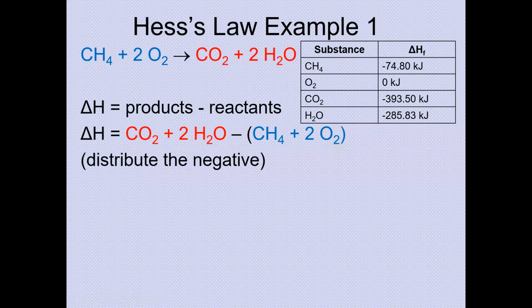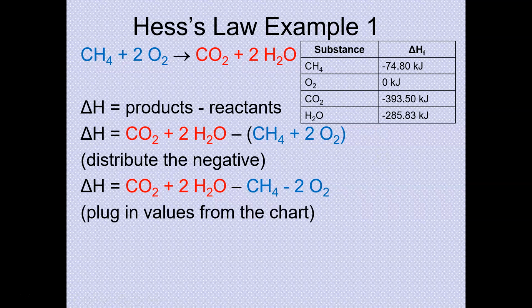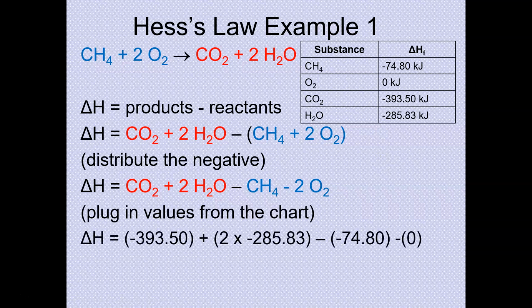Now, like I mentioned before, you could keep the parentheses if that works better for you, or you can distribute the negative, doesn't matter to me. So you could also think about it as CO2 plus 2H2O minus CH4 minus 2O2. All I did was distribute the negative inside my parentheses. Either way, it works the same. Then we're going to just plug in values from the chart.